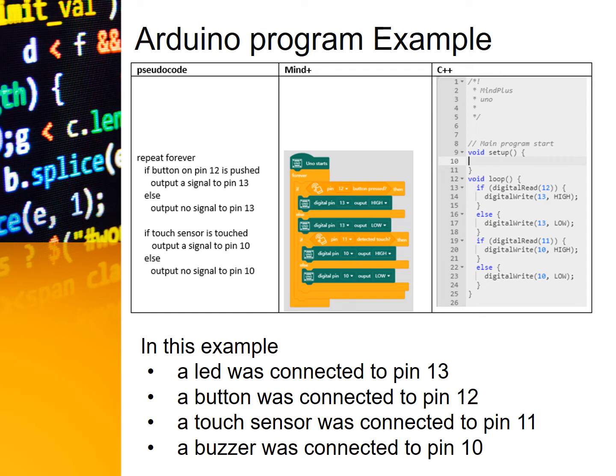Now on pin 13, we might have an LED which would go on if the button is pressed, and we might have a buzzer here to detect touch. And when the touch sensor is touched, you would hear the buzzer buzz because the output is high. If it's not being touched, the output is low and the buzzer would not do anything.